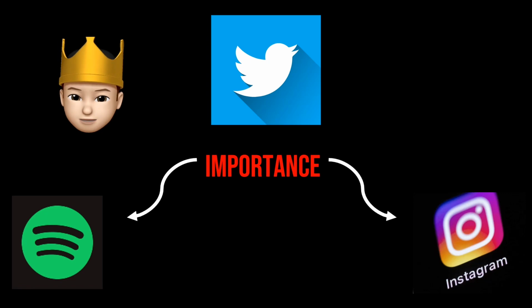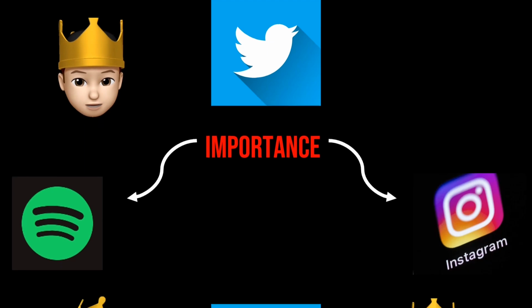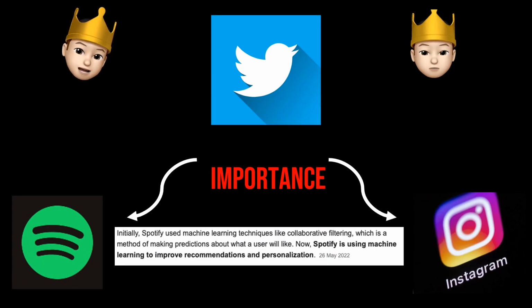I'm going to be explaining the importance of machine learning in terms of these three widely known social media apps, namely Instagram, Twitter, and Spotify. So, you might be wondering, how does Spotify incorporate machine learning in its system? Basically, it uses machine learning for personalization and recommendations of its users' songs of choice in this month, last week, this week, etc.